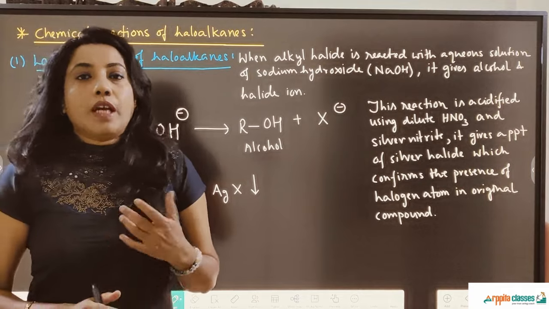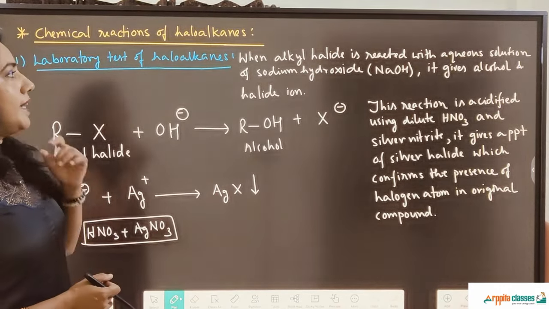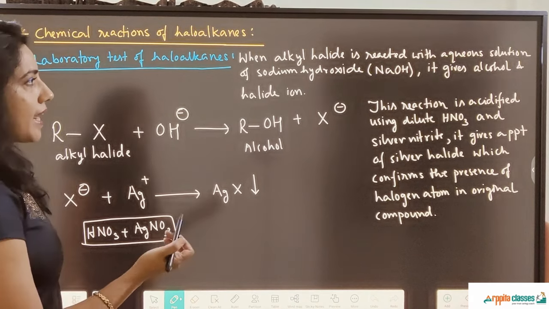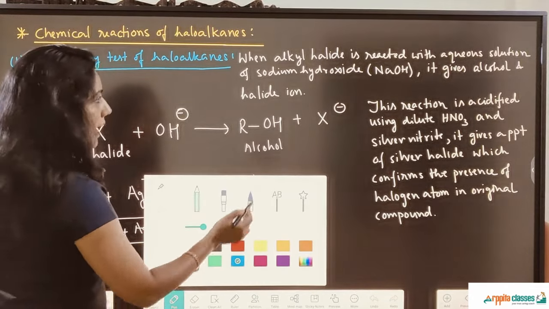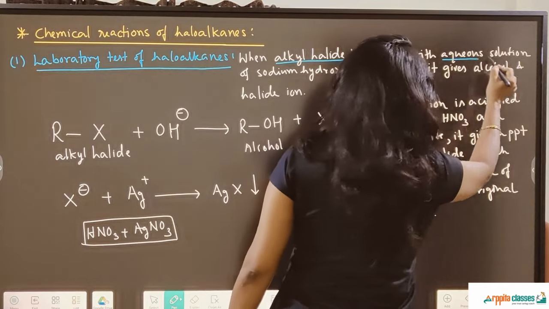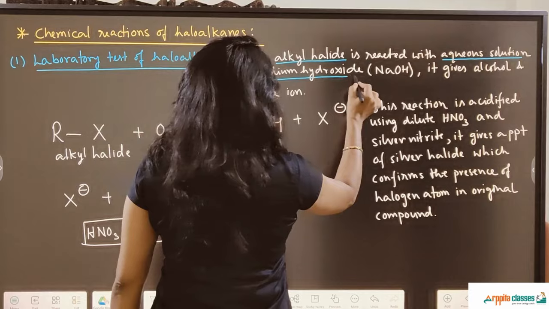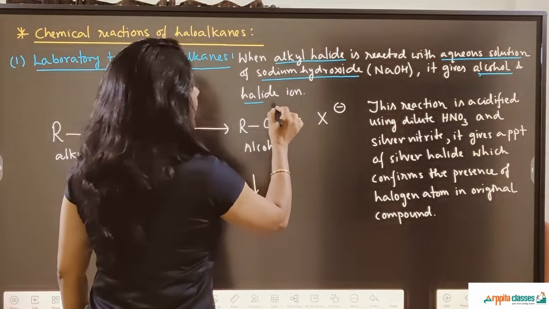Now we'll move. So in the chemical reaction, the first reaction is the laboratory test for haloalkanes. That is when alkyl halide is reacted with aqueous solution of sodium hydroxide. So alkyl halide is reacted with aqueous solution of sodium hydroxide. It gives an alcohol and halide ion.